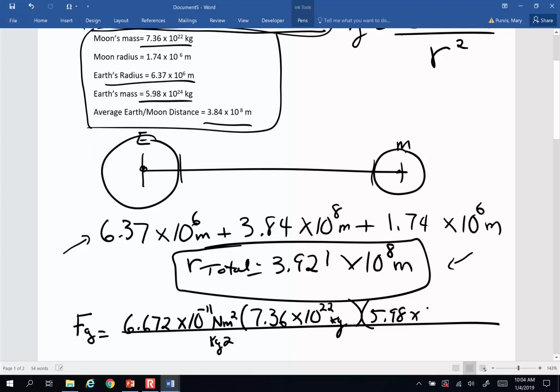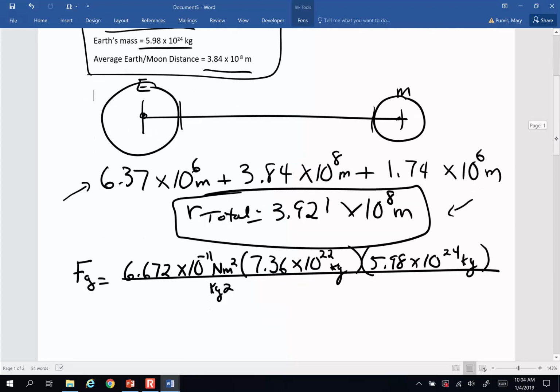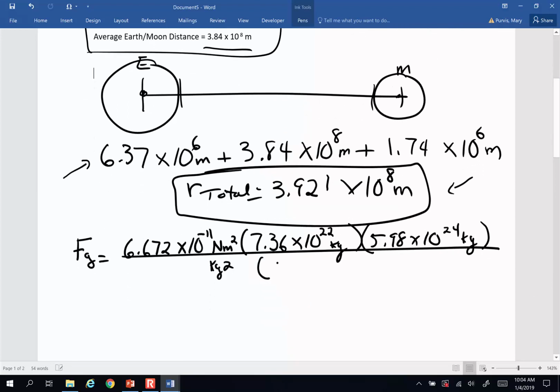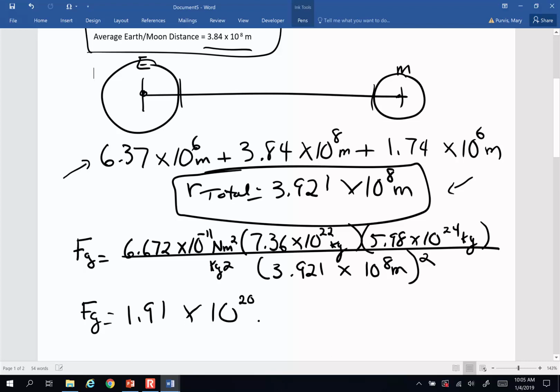and mass of the Earth, 5.98 times 10 to the 24th kilograms, divided by the distance between their centers squared. Down here, 3.921 times 10 to the 8th meters, squared on the bottom. Take a moment, throw all that in your calculator, see what you get. When I did that, I got 1.91 times 10 to the 20 newtons.